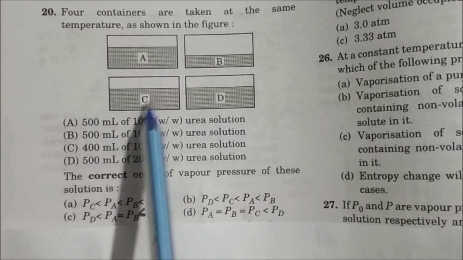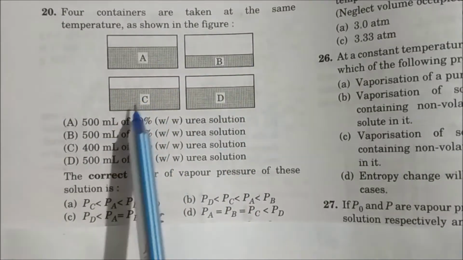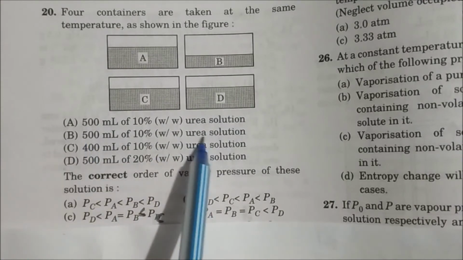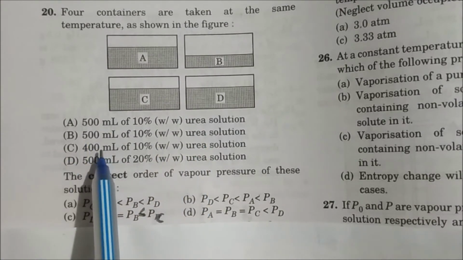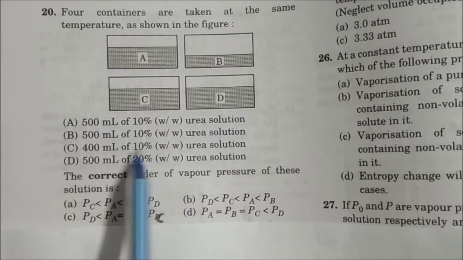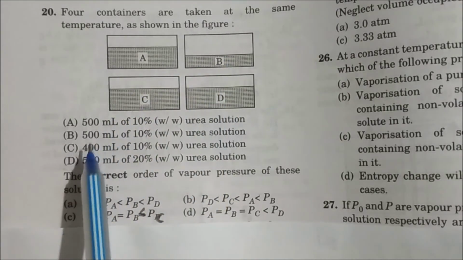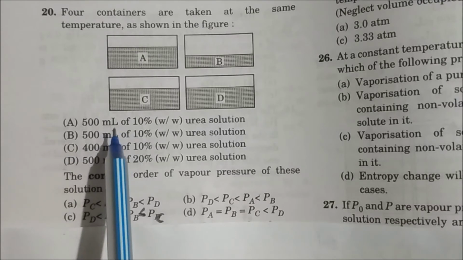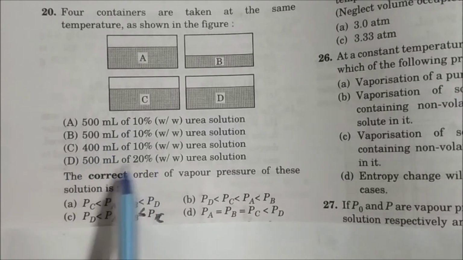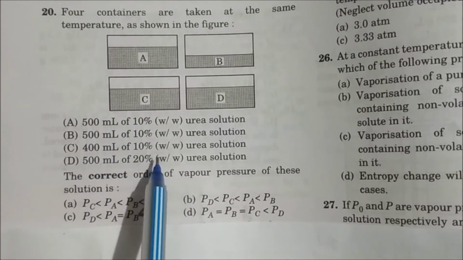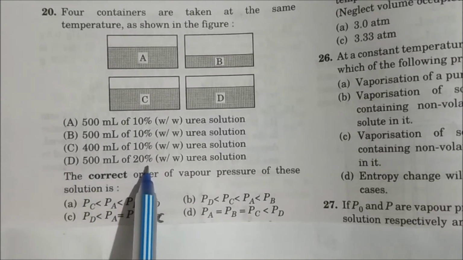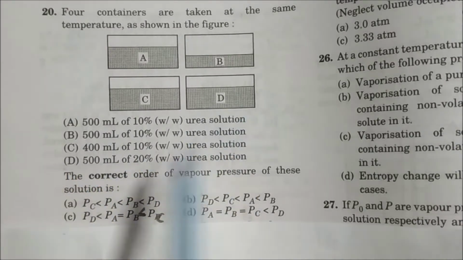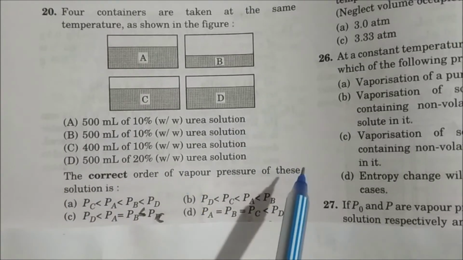So let us take whatever the diagram is wrongly given. A and B, let's assume the same concentration as per the option, and C is 400 ml of 10% W by V. So the concentration of C is very low. If the concentration of C is very low, definitely the vapor pressure of C will be very high, and D again has a very high concentration. So definitely the vapor pressure of D will be very low.